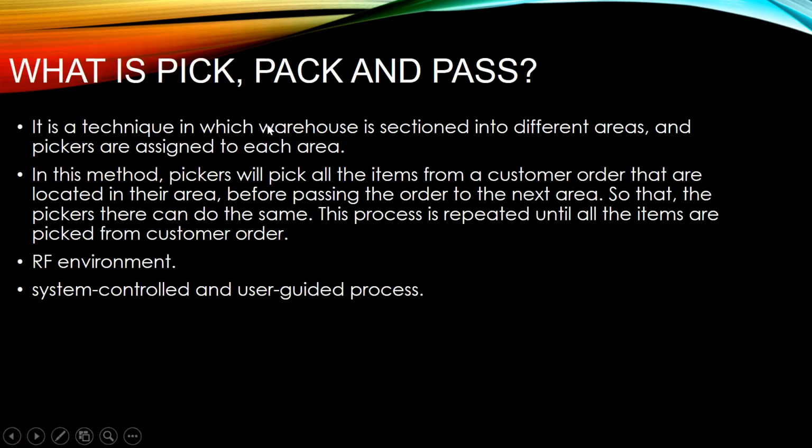So what is this pick, pack, and pass strategy? Basically, it is a technique in which the warehouse is sectioned into different areas and pickers are assigned to each area. In EWM, these areas are called activity areas. In this method, pickers will pick all the items from a customer order that are located in their area before passing the order to the next area so that the pickers there can do the same. This process is repeated until all the items are picked from the customer order.